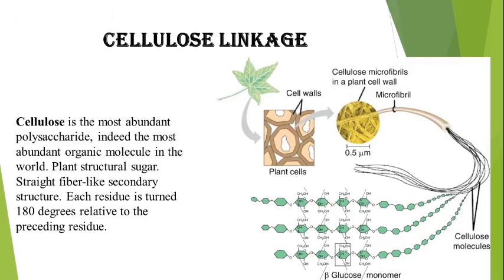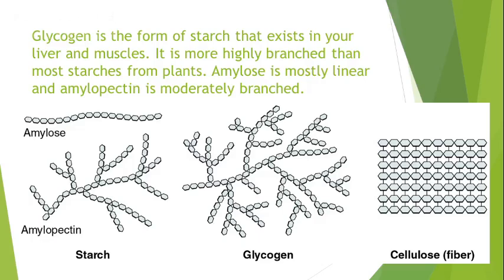Cellulose is the most abundant organic molecule on Earth, forming the structural component of plant cell walls. Its unique linkage and fiber-like structure provide strength and rigidity to plants. Glycogen, starch, and cellulose have distinct structures and branching patterns. Glycogen is highly branched, starch is moderately branched, and cellulose is linear, reflecting their different roles in biological systems.